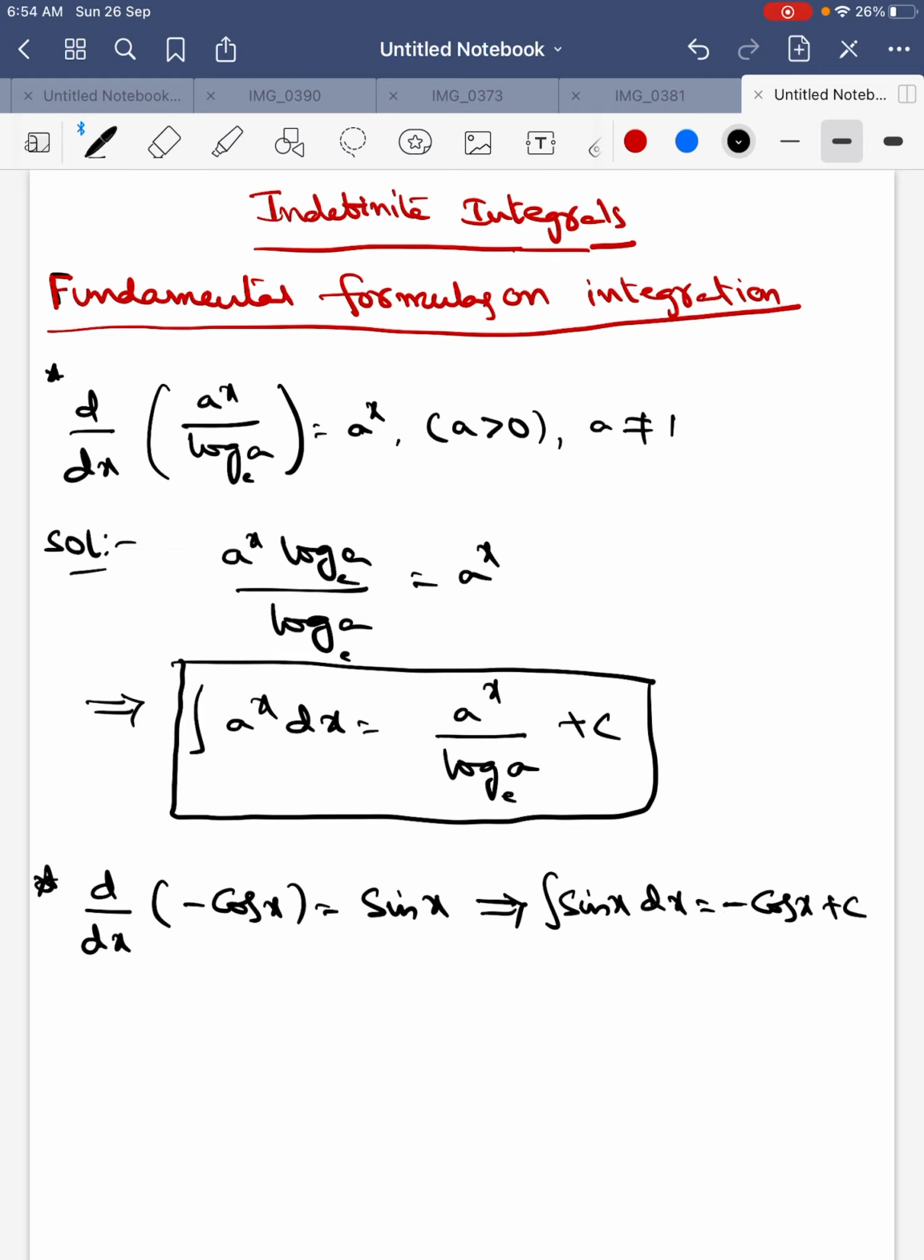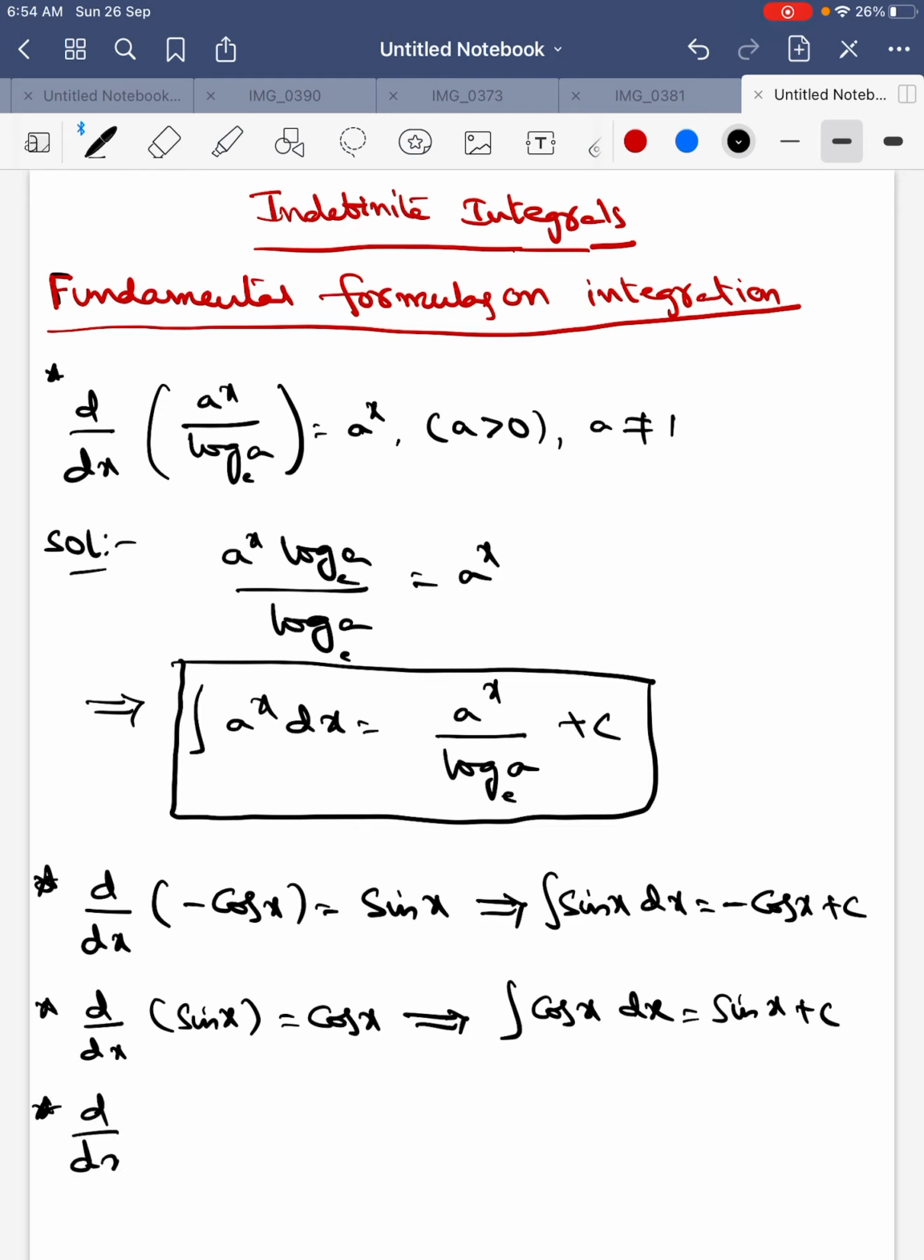The derivative of cos x is minus sin x. Next form: d by dx of sin x is equal to cos x. That implies the integral of cos x dx is sin x plus c. And next form, d by dx of tan x is equal to secant square x. That implies the integral of secant square x dx is tan x plus c.